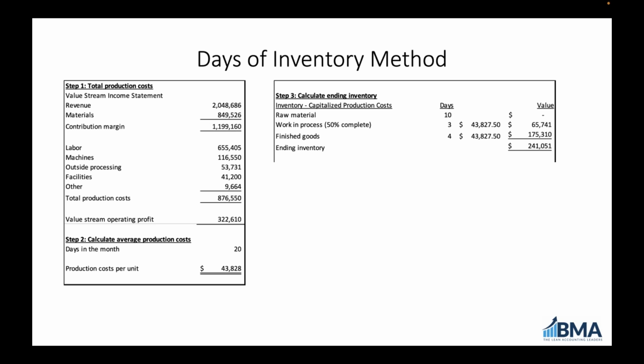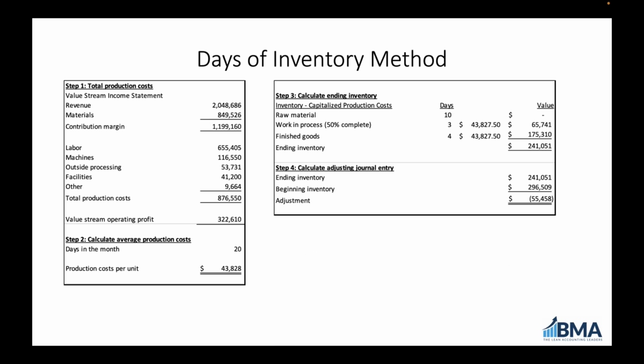Then finished goods, you take the 4 days and multiply it by 43,828. You get 175,310. So the ending production cost inventory on the balance sheet needs to be $241,051. So then the next step is to do a journal entry to get to that number.